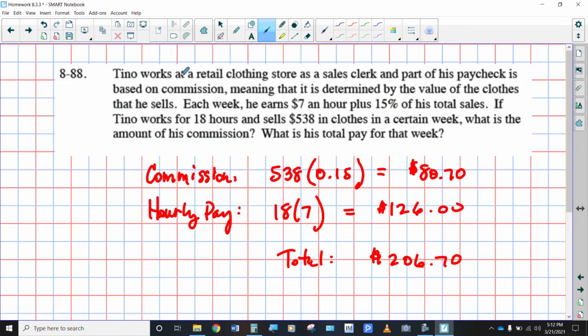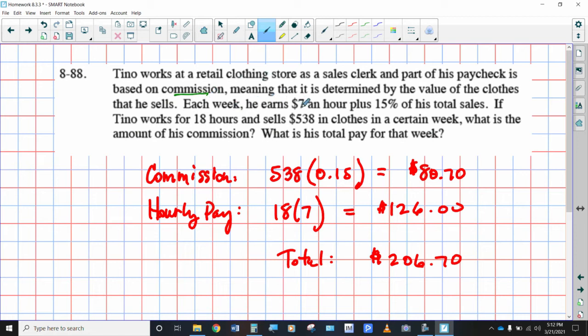All right, Tino works at a retail clothing store as a sales clerk, and part of his paycheck is based on commission, meaning that it is determined by the value of the clothes that he sells. So if he's a great salesperson and sells lots and lots of clothes, he's going to get a percent of all the clothes that he sells. So instead of just standing around for a few hours making an hourly wage, he's now motivated to sell clothes to the customers that come into the store so that the business makes money too.